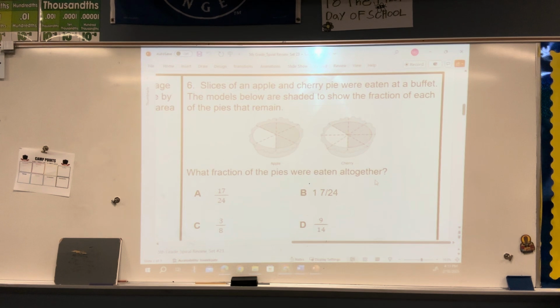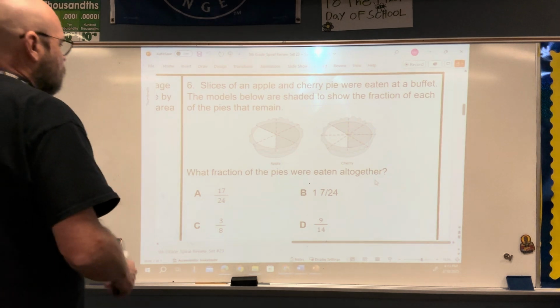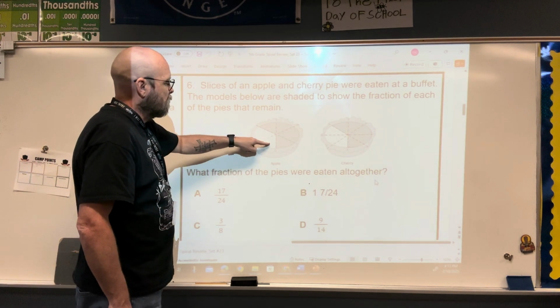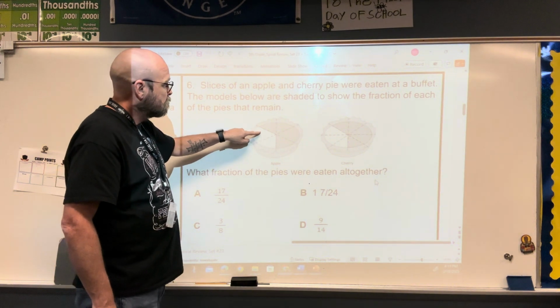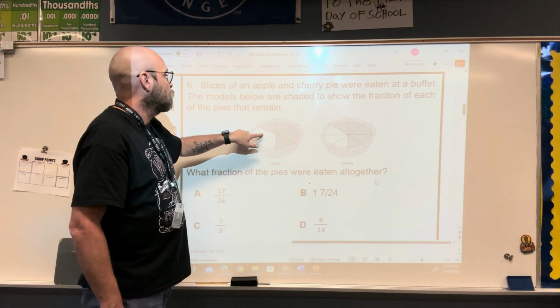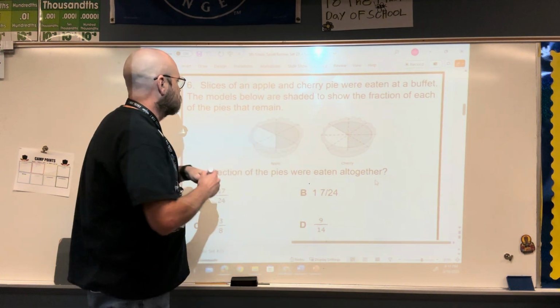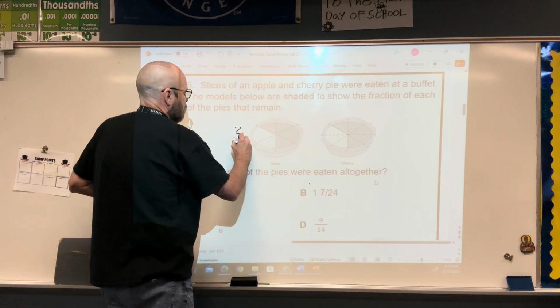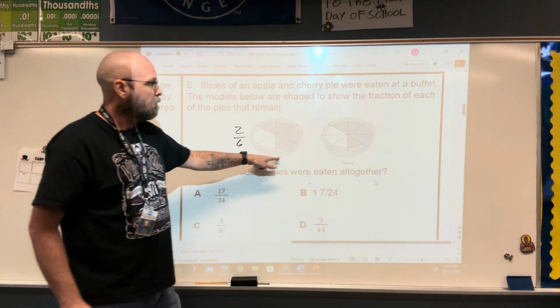Slices of an apple pie and cherry pie were eaten at a buffet. The models below are shaded to show the fraction of each pie that remained. What fraction of the pies were eaten all together? Well, the white part here is what's been eaten. So 2 out of 1, 2, 3, 4, 5, 6. So 2/6 of this one has been eaten.